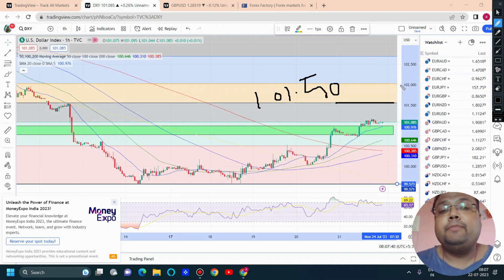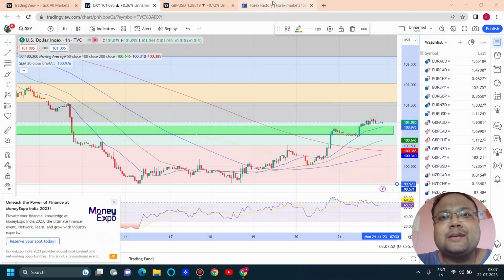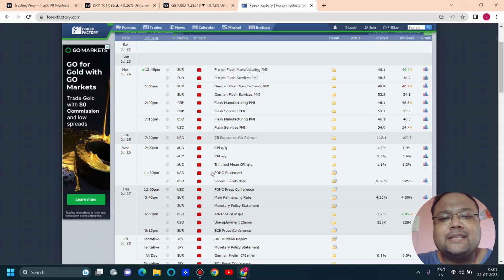Do not expect a complete trend reversal before FOMC, but at least you will see sellers giving some pressure to the market. Okay, and when is the news coming up? The news is coming up on Wednesday. You can see FOMC on Wednesday, so this will bring some volatility to the market. And if you're a swing trader, it is better to wait for Wednesday, because after Wednesday only you will get a proper idea, a clear direction about the market.